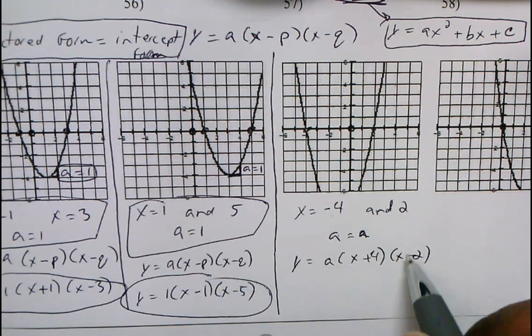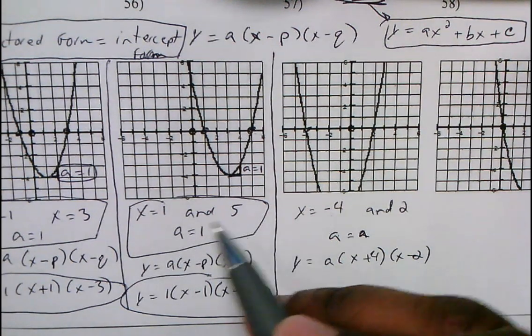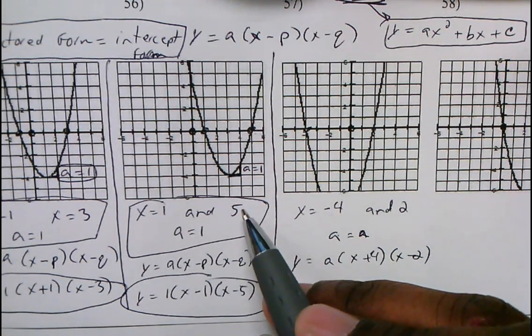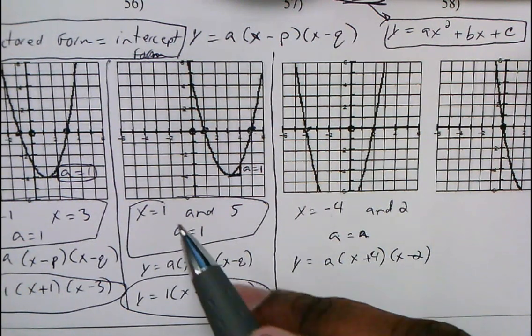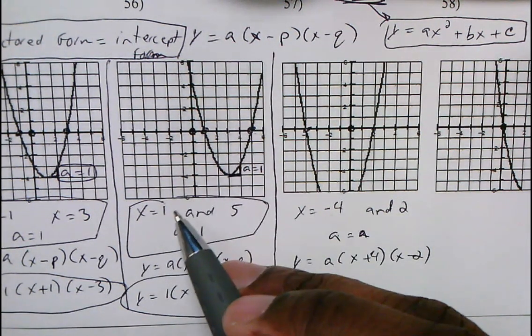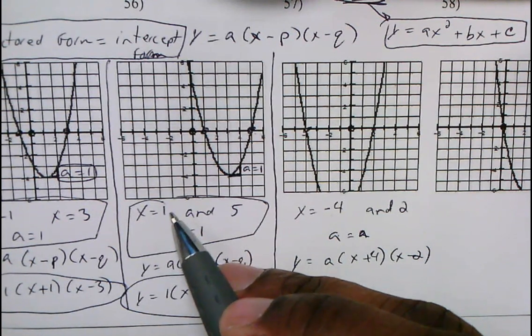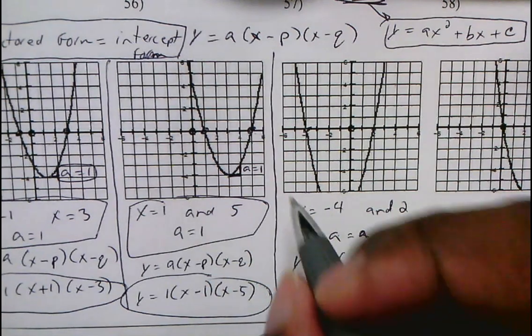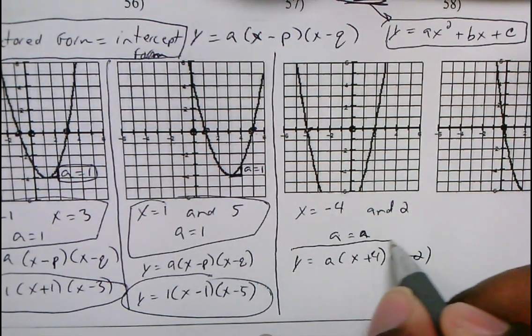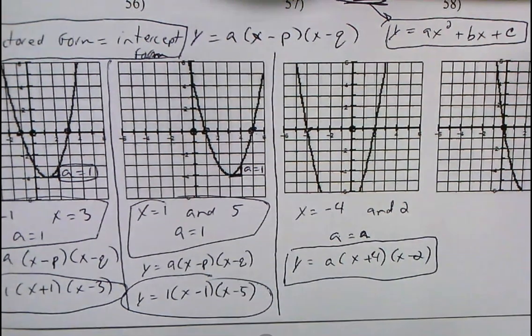If that's +2, this is -2. It was the same in all the other ones too. If you notice, that was 5 on the graph, but in the intercept form, it's subtract 5. And here, it was 1 on the graph, but after I use it in the intercept form, it was subtract 1. So this is as far as I can go until I know what a is, and I have no way of finding out what a is with that information at the moment.